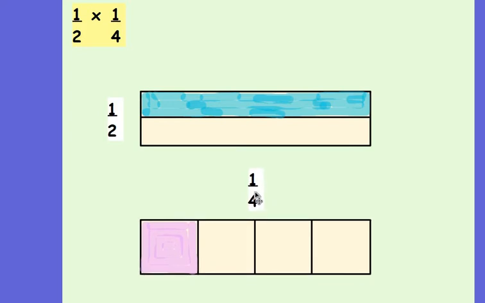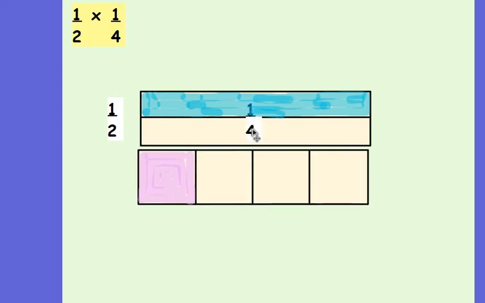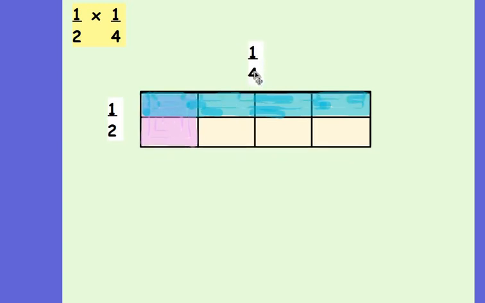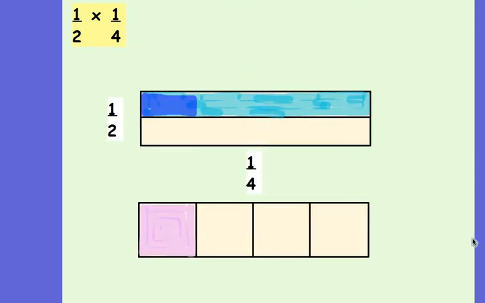If I drag this up and overlap the 2, where the shading overlaps, here, is our answer to 1/2 times a quarter. Let me show you that again.